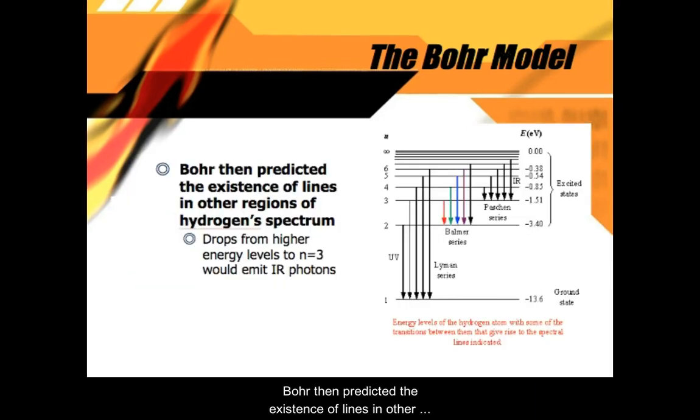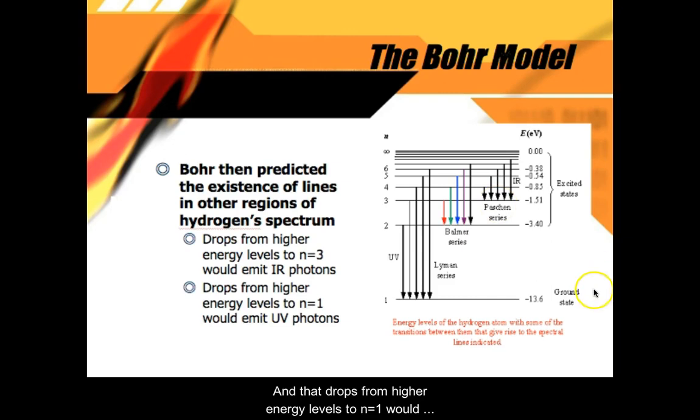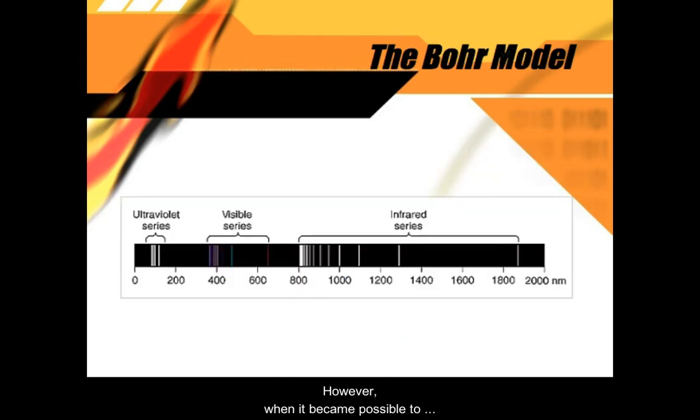Bohr then predicted the existence of lines in other regions of hydrogen spectrum. He predicted that drops from higher energy levels to n equals 3, for example, would emit infrared photons, and that drops from higher energy levels to n equals 1 would emit ultraviolet photons. Of course, he had no way to prove that at the time. However, when technology became available to detect these lines in hydrogen spectrum, they were exactly where Bohr predicted they should be.